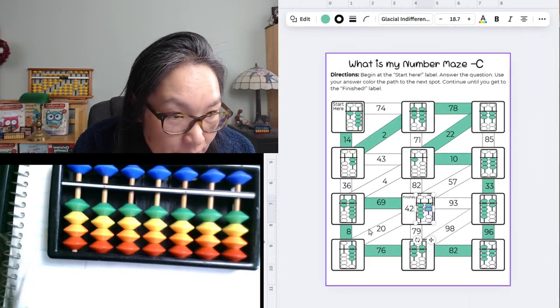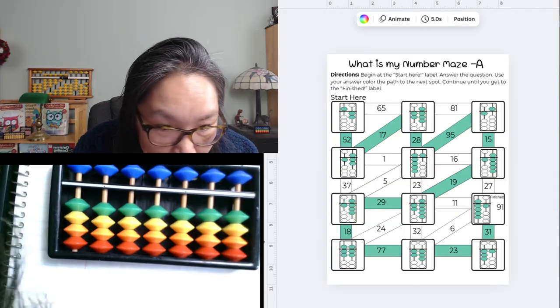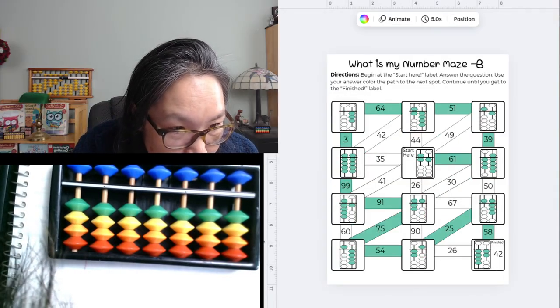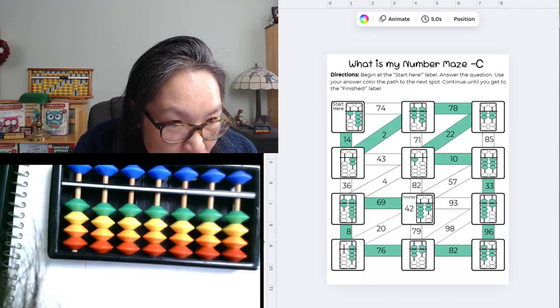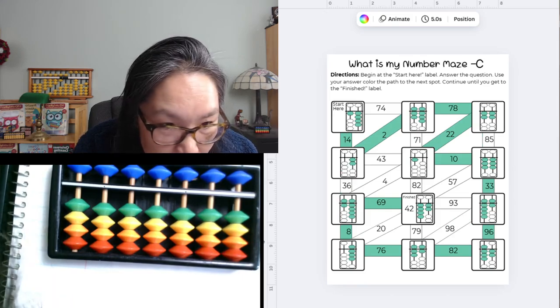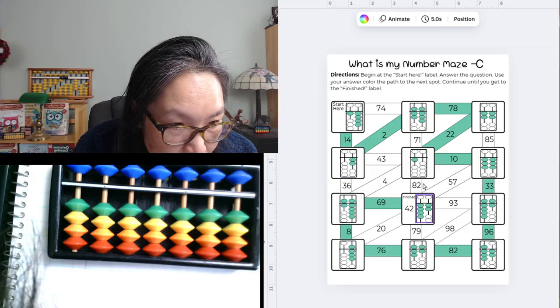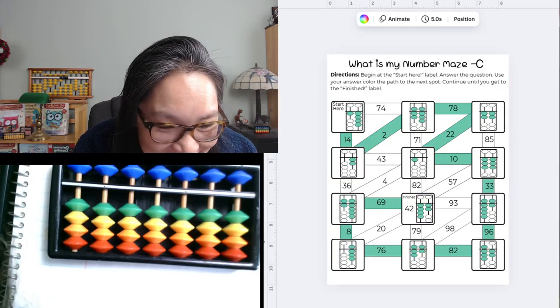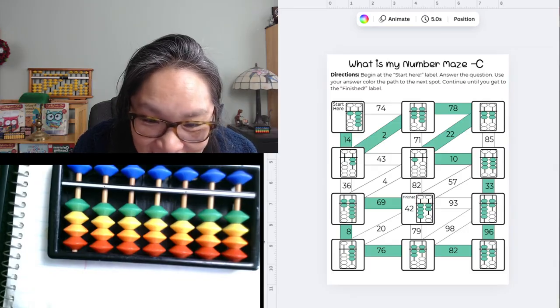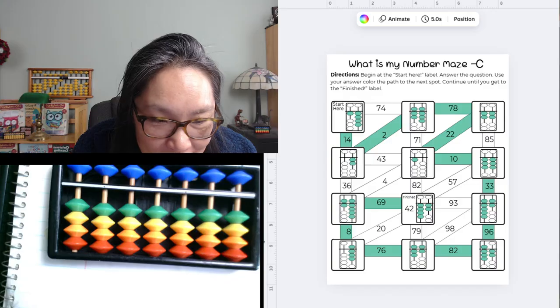So when we look at 42, that's the maze. We did A, we did B, and then we did C. It was one of the things to make sure that it all follows and flows. Yay, we did it!